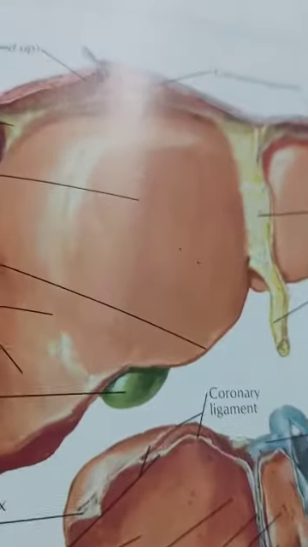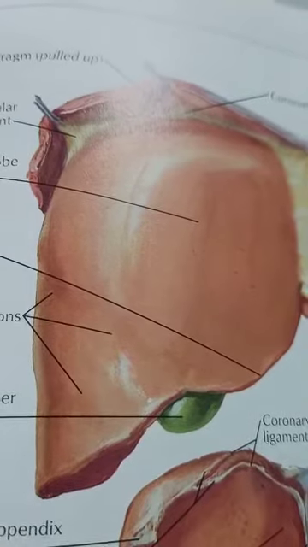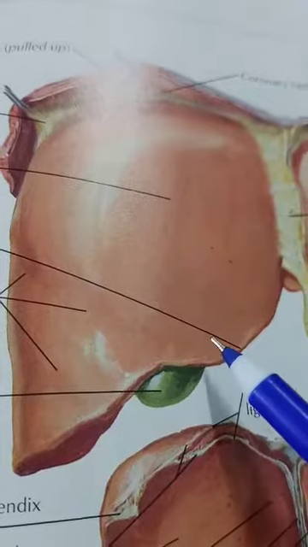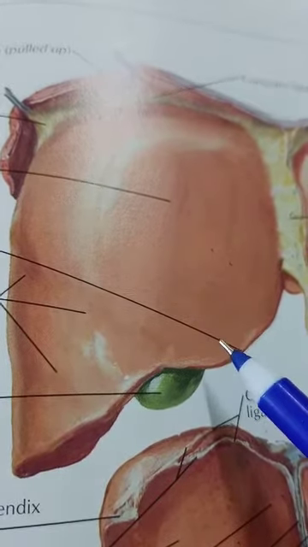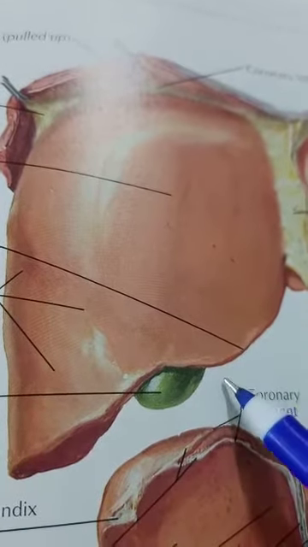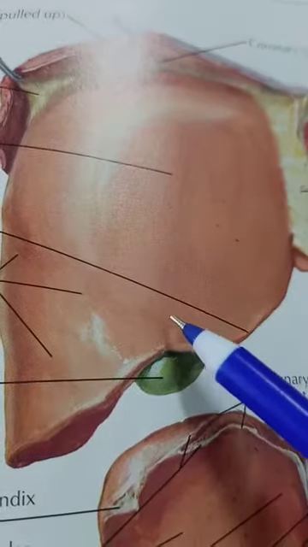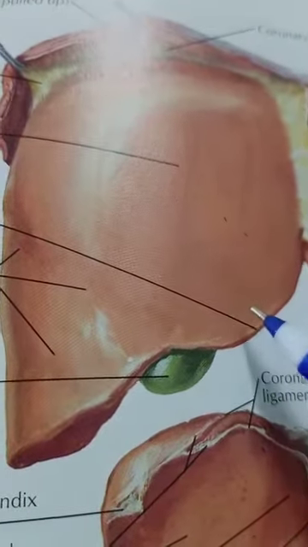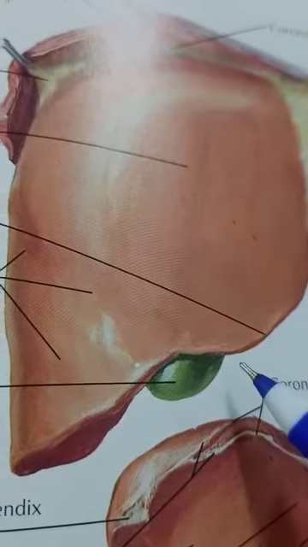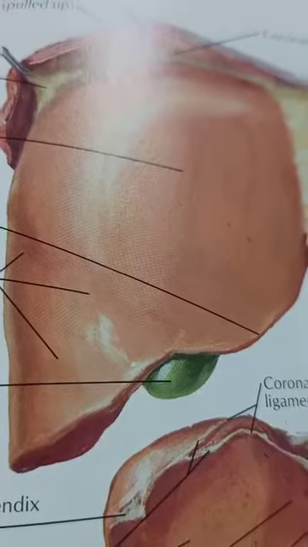Applied anatomy: inflammation of the liver is known as hepatitis. Next is cirrhosis of the liver. In cirrhosis, the hepatocyte cells undergo damage and are replaced by fibrous tissue. Instead of hepatocytes, we can see fibrous tissue. That condition is known as cirrhosis of the liver, liver cirrhosis.